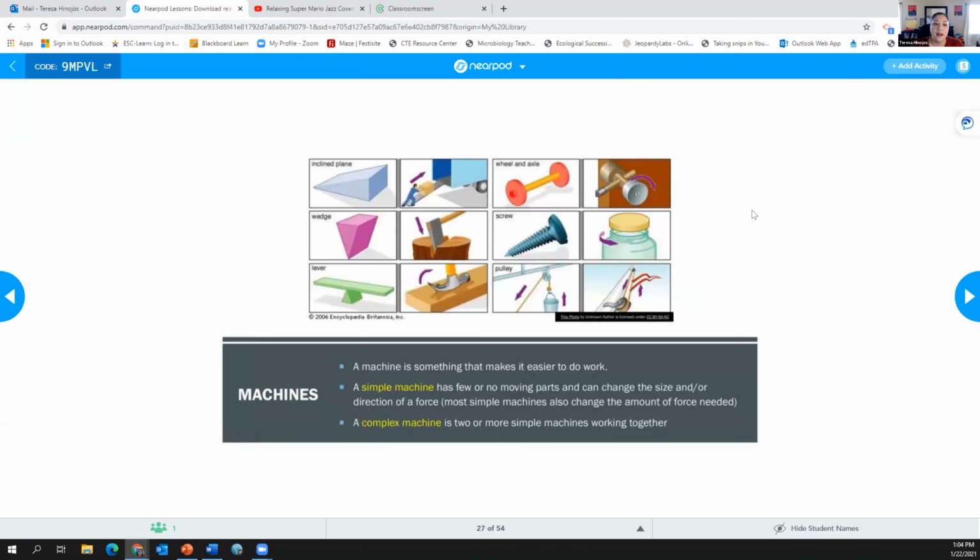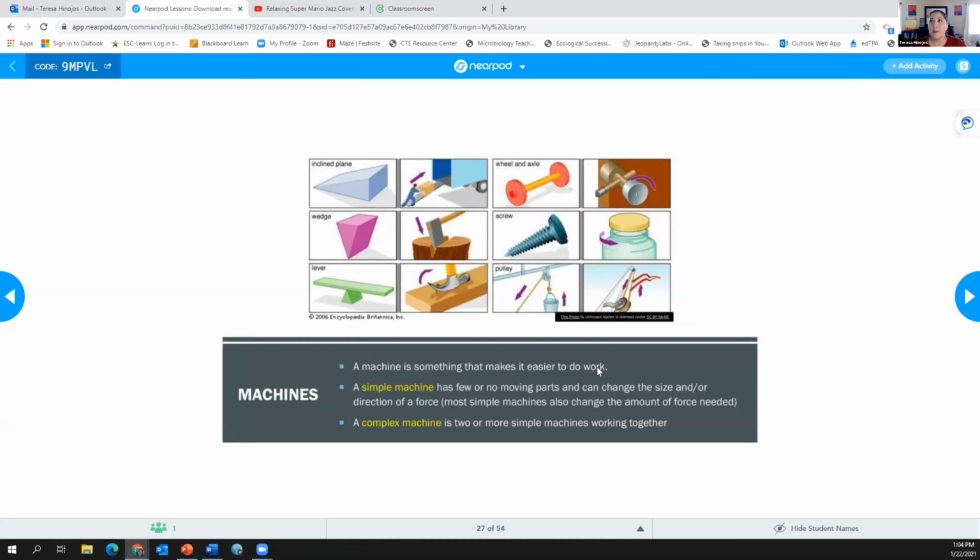Okay, and so for that one, again, there's a video that's going to be related to Newton's laws. So then the next one has to do with machines. A machine is just anything that makes it easier to do work. And work has to do with the movement of an object, basically. So applying a force, but that also causes the object to move.